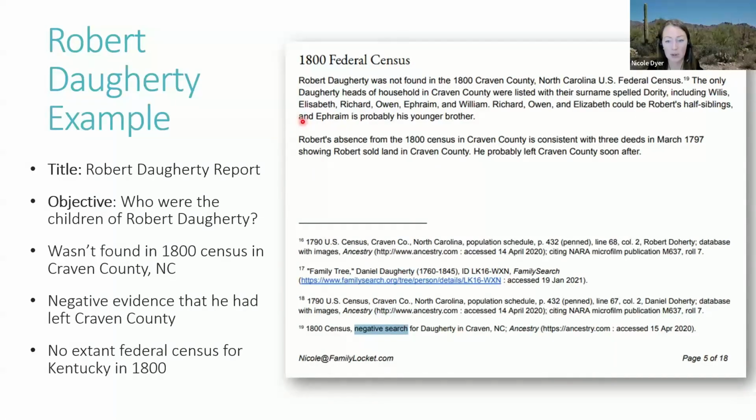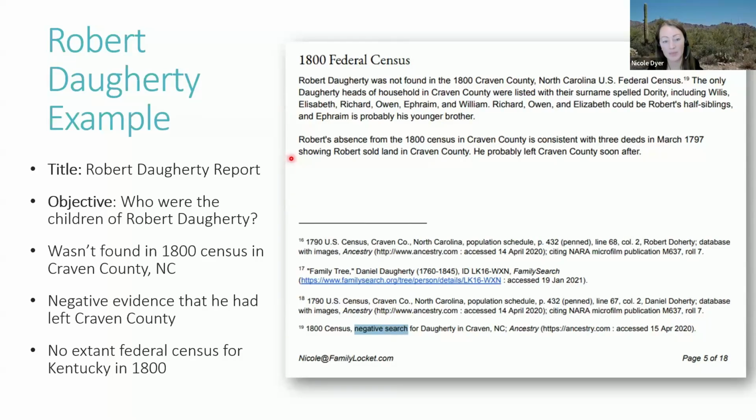And these could be Robert's half-siblings, and Ephraim may be his younger brother. Robert's absence from the 1800 census in Craven County is consistent with 3 deeds in March 1797 showing Robert sold land in Craven County and probably left soon after. So this is the case where I decided to include a negative search because it became negative evidence after I correlated everything, put it all together.